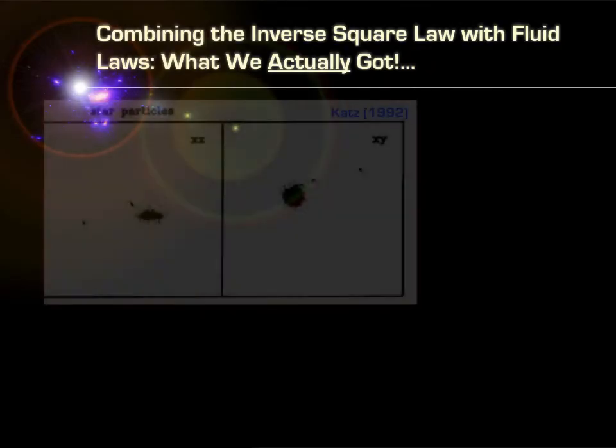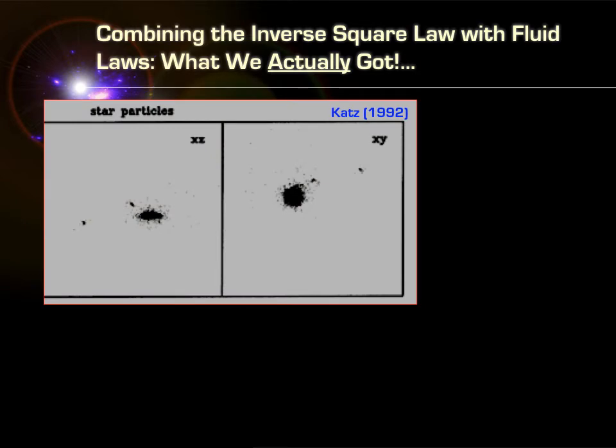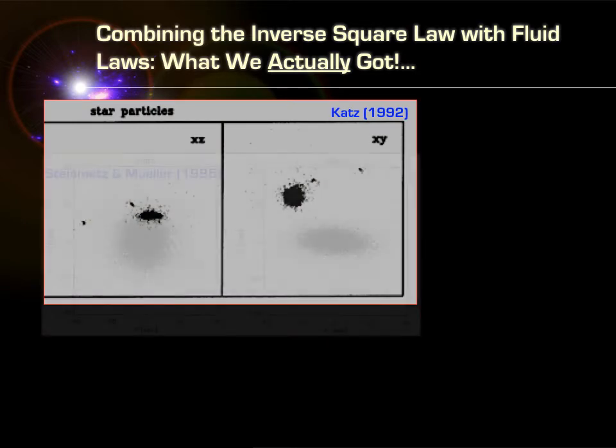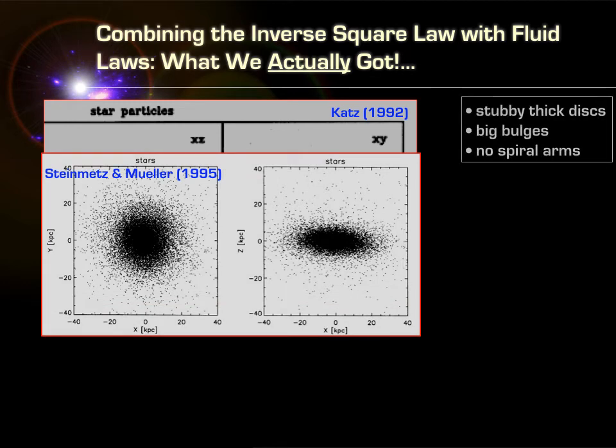So the very first simulations weren't done until only about 30 years ago, 1992. Neil Katz was the first one to do this, and then shortly thereafter Steinmetz and Mueller. So the field really only got started coupling the inverse square law with fluid dynamics 25 years ago. And what they ended up getting were things that did look like, they weren't elliptical galaxies, they were disk galaxies. If you turn them sideways, like the panel on the right there, it's thinner. If you view them face on, they're sort of round.